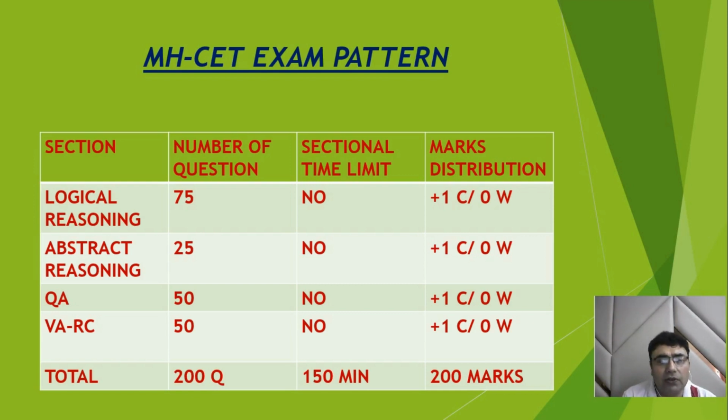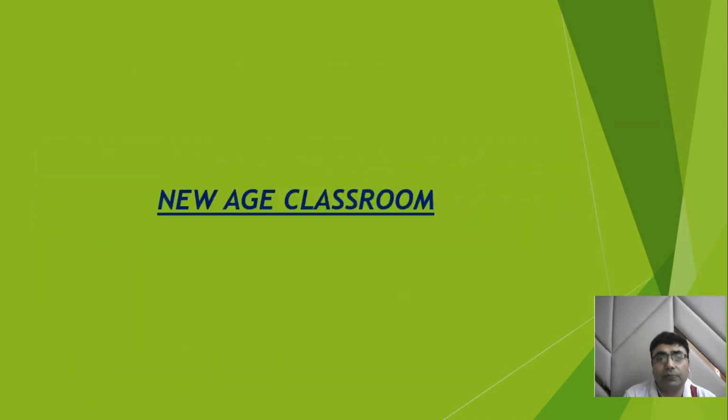The third section is quantitative aptitude. 50 questions are asked from this section. No section time limit. +1 for each correct answer, and no negative marking. The fourth section that appears is verbal ability and reading comprehension. Again, 50 questions are asked in this section. No section time limit, and +1 for each correct answer, and no negative marking. So in all, 200 questions are asked in a time span of 150 minutes, and 200 marks are awarded for this test.